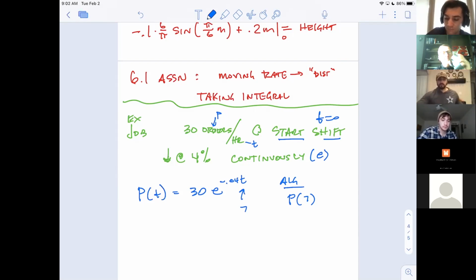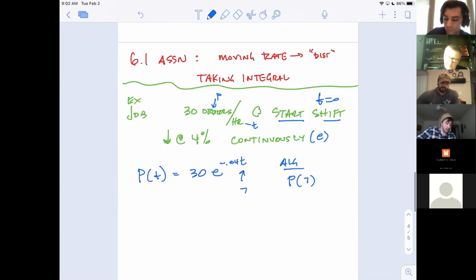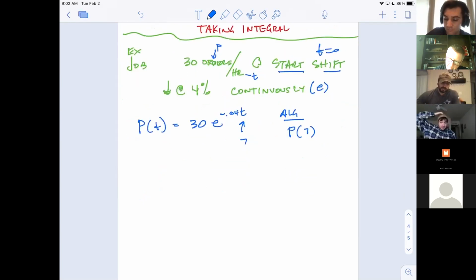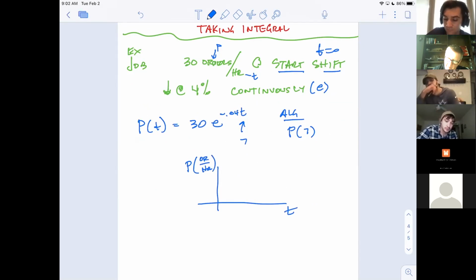So what's calculus going to do to this question though? What are we going to do to it from what I just showed you today? Find the integral. Yeah, and what's that going to tell us? If this is P, production, which is orders per hour, and this is T for time, which is hours, what's the area under that curve going to tell us? How many orders were produced? Yeah.